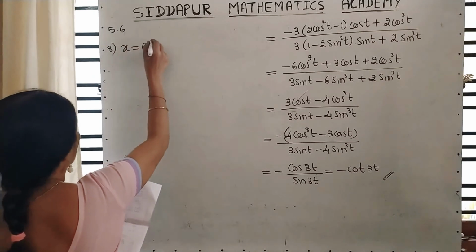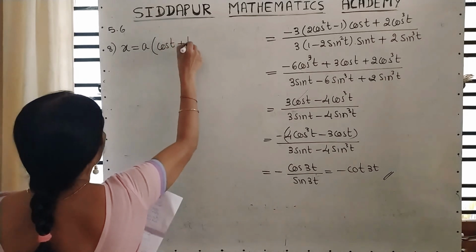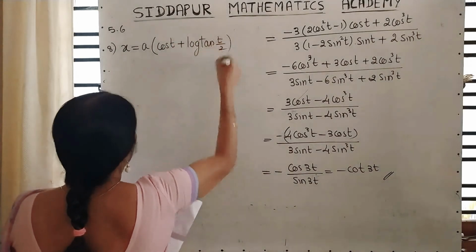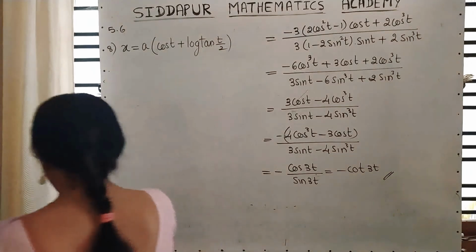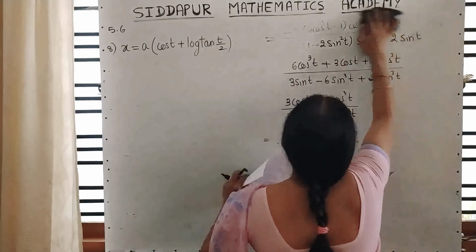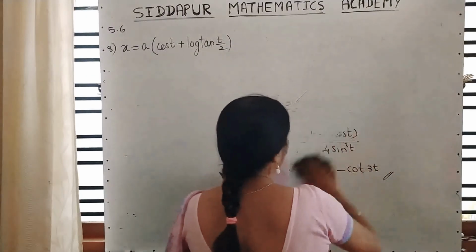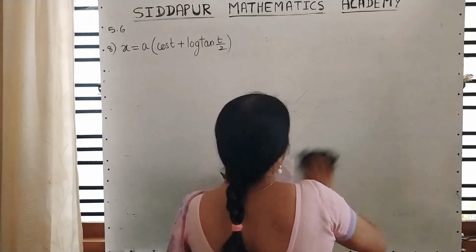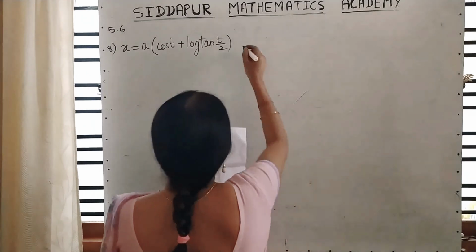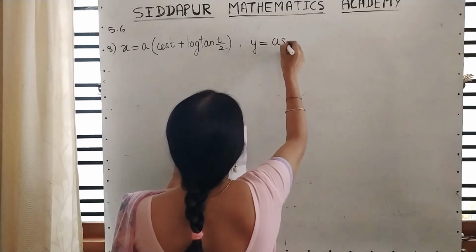x is equal to a in the bracket cos t plus log of tan t by 2, y is equal to a sin t. Again, this is an important question in the final examination in previous years. So many times this question is repeated for 3 marks.